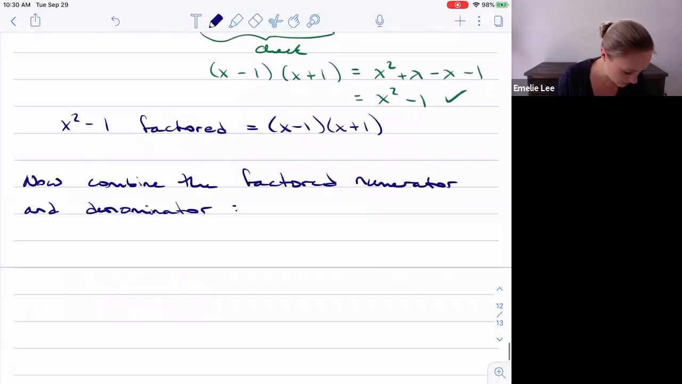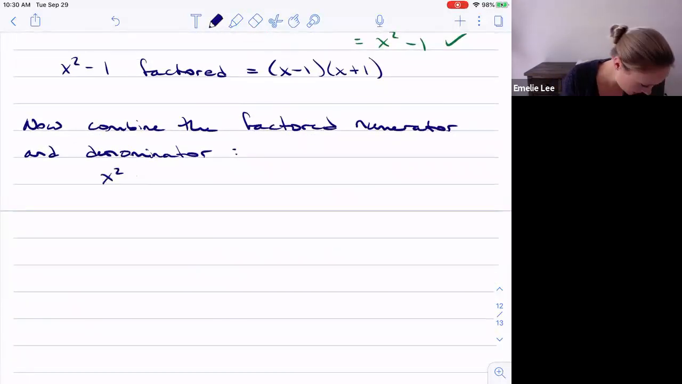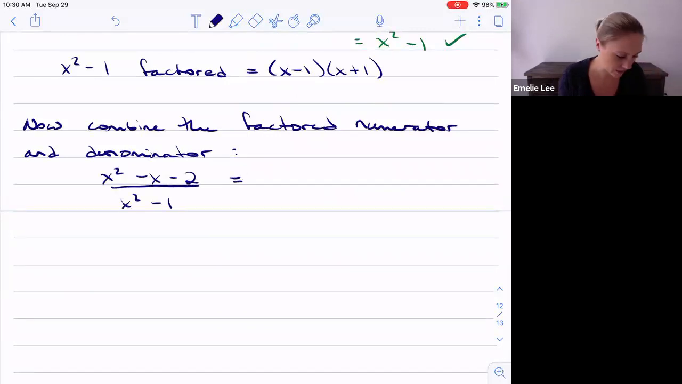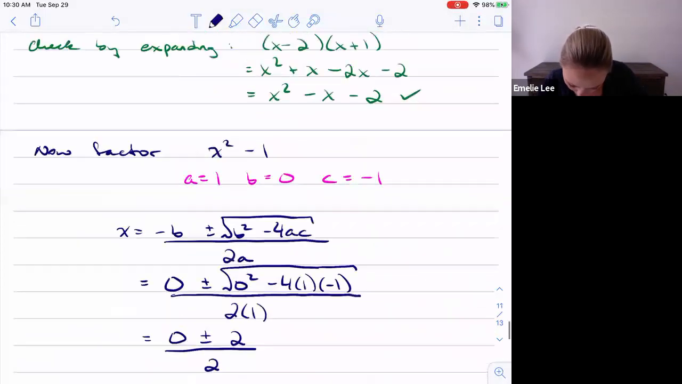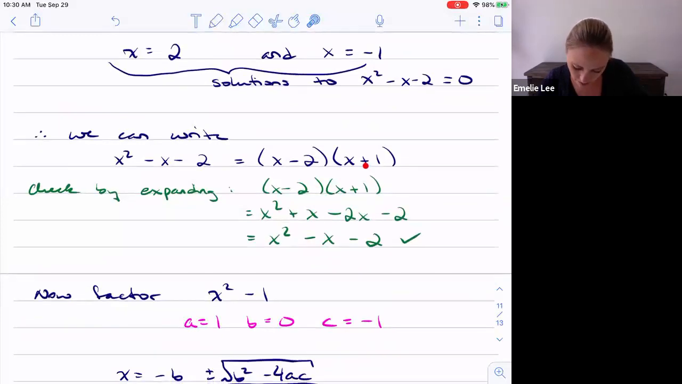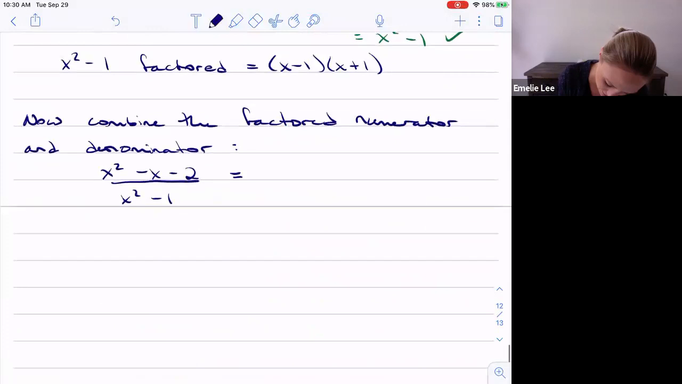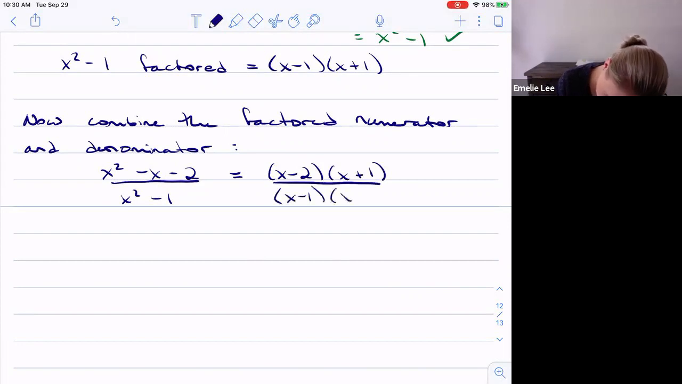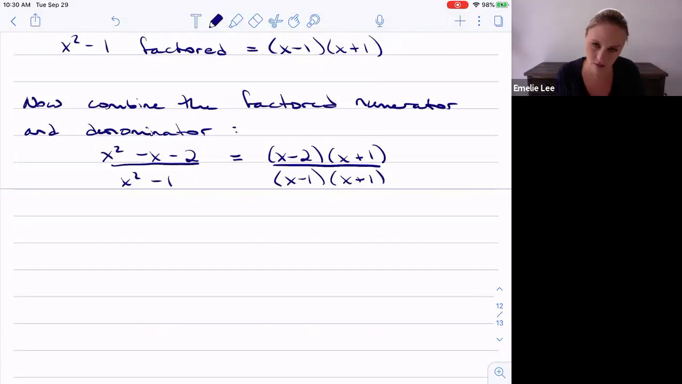All right, maybe I'll just pull it from here. I had x squared minus x minus 2 over x squared minus 1. Well, that's going to be the same thing as, now I can't remember what the factors were here. X minus 2 times x plus 1 divided by x minus 1 times x plus 1. Hey, looks good. Because I'm multiplying across here, I'm allowed to cancel this x plus 1 with this x plus 1.